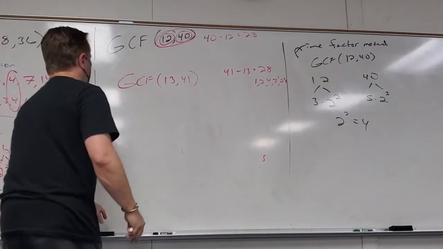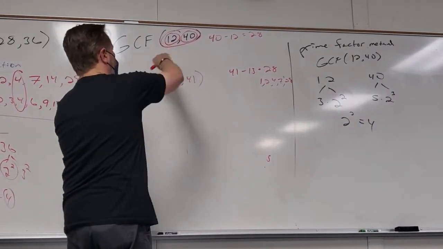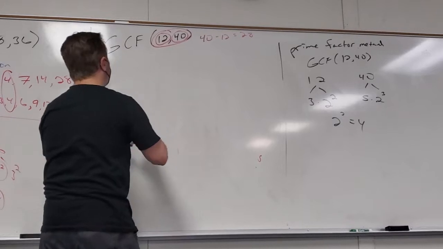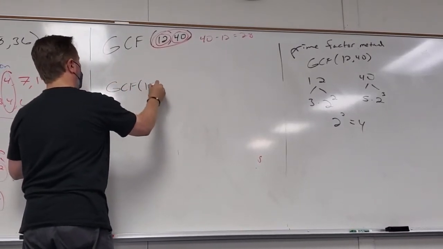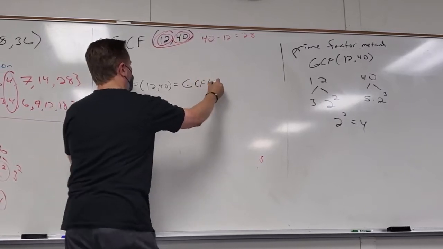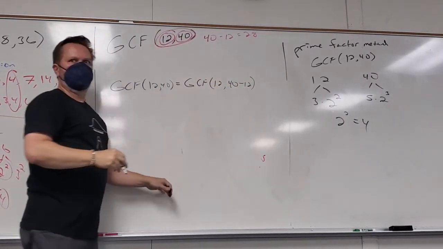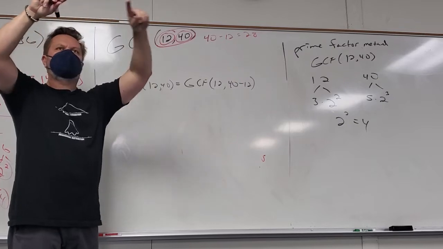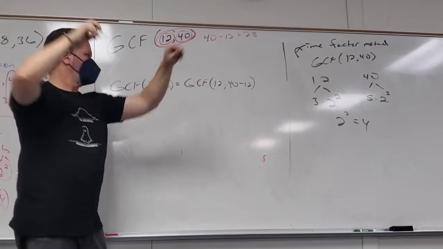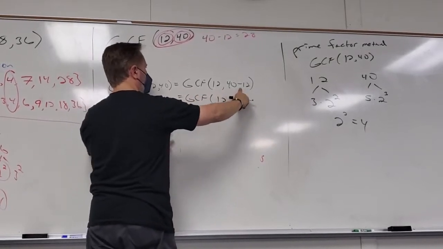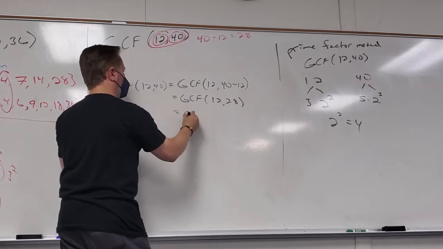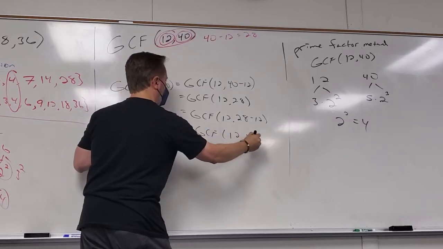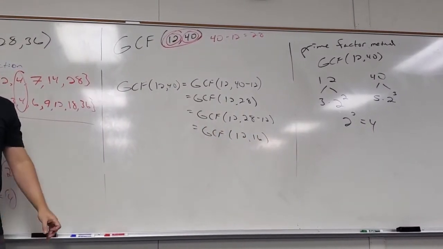One thing you can do, let's do it on this nice one, and then I'm going to throw you a really ugly one. The GCF of 12 and 40 equals the GCF of 12 and 40 minus 12. Let's see if this works. It's based on the idea that if it's going to work, it's all about how far apart they are. So this is the GCF of 12 and 28. I can do it again: GCF of 12 and 16. And now you can pretty much tell it's 4, right?